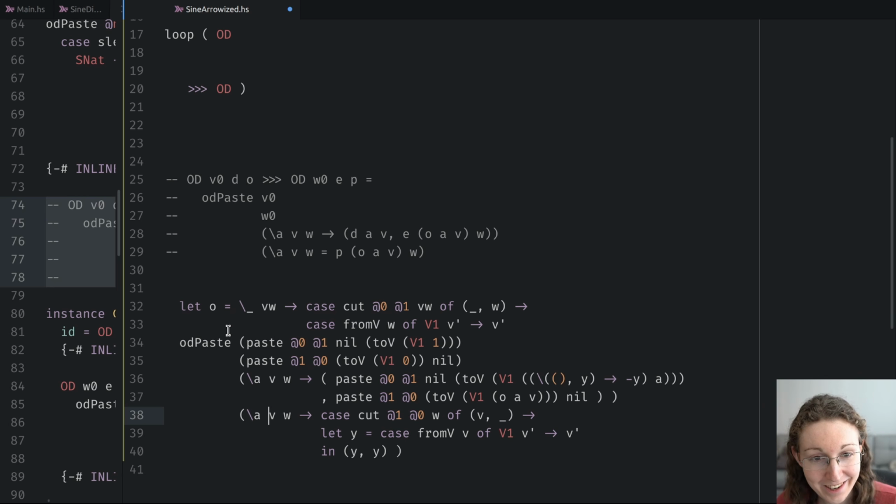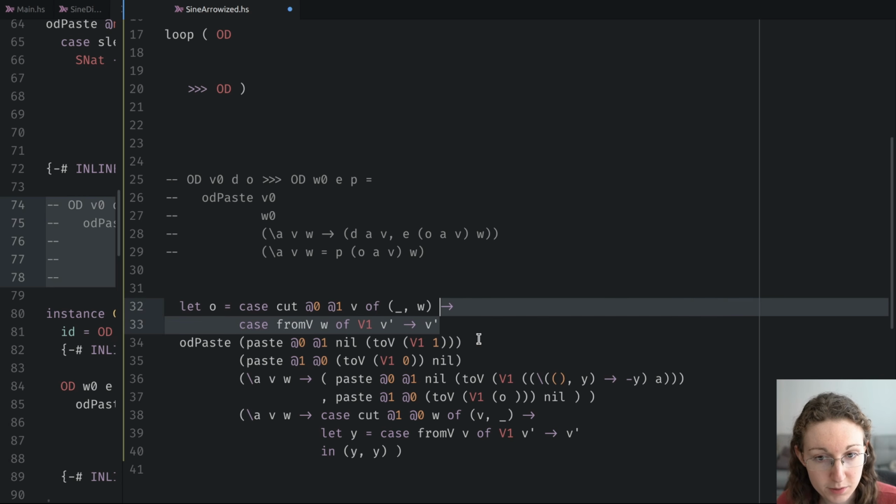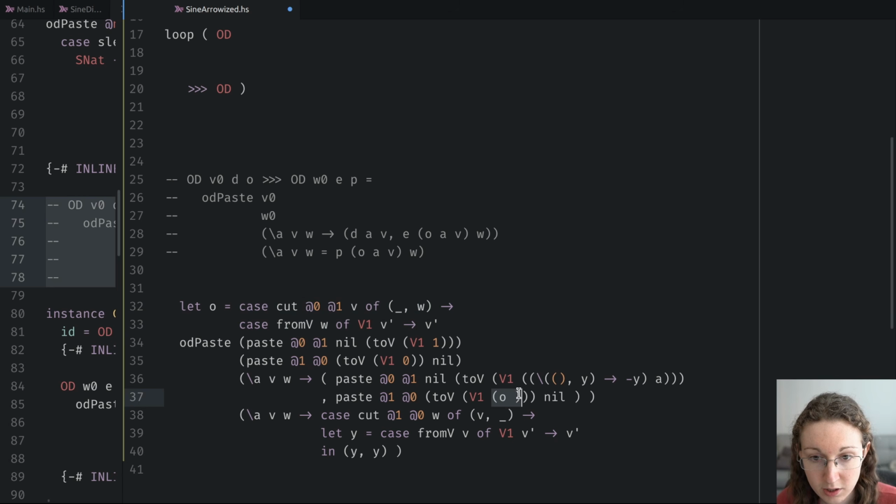So once again, I now just have the one use of O, which is right here. And so A is this first argument here, which is unused. So we can just delete this argument, delete this argument. We're going to substitute in V for VW, which is right here. And now we can substitute this in for O right here.